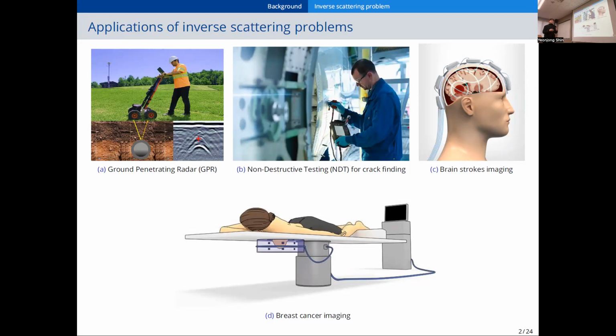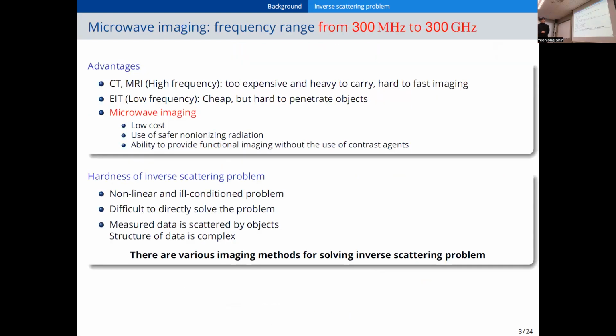Right now, the traditional machine for breast cancer imaging squeezes the real breast, so it is very hard to detect breast cancer. So we try to apply the inverse scattering problem to real breast cancer imaging. Physically, breast cancer imaging can be regarded as microwave imaging, which uses a frequency range from 300 megahertz to 3 gigahertz.